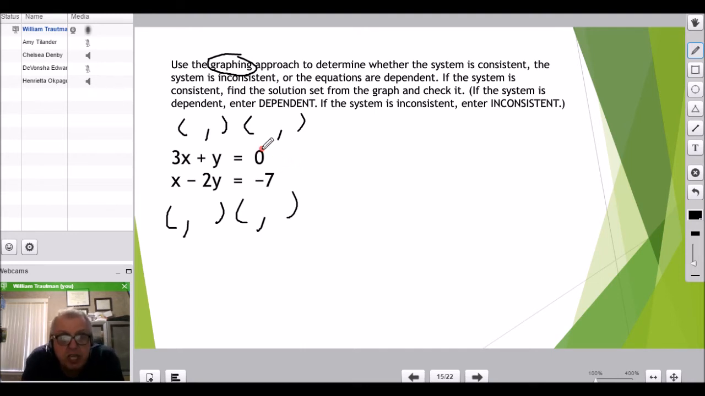Can somebody give me a coordinate for the top equation? Can somebody tell me an x and a y that will make the top equation equal to 0? Can anybody just look at it and tell me? Yeah, both zeros. Thanks, Amy. Does everybody see on the top equation, if I make x 0 and y 0, remember the coordinate x is first, y is second. If I put a 0 here and a 0 here, 3 times 0 is 0. 0 plus 0 is 0. That's good. So I have 1. Now I just need 1 more.